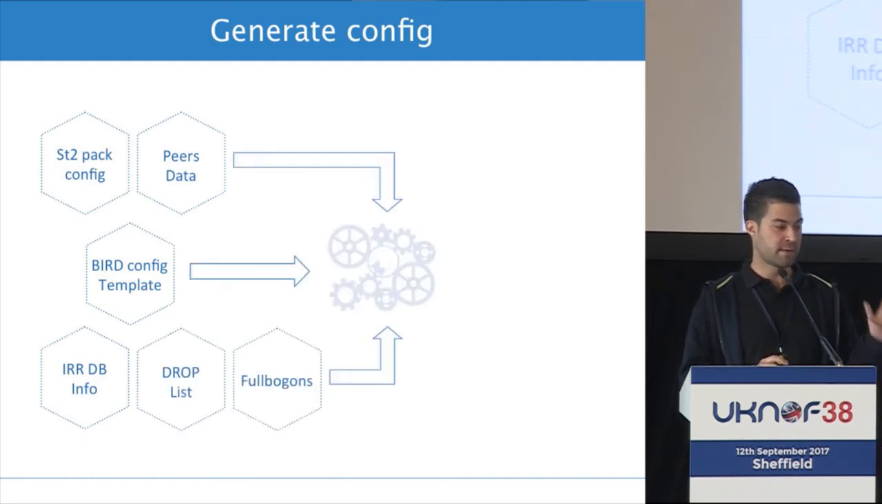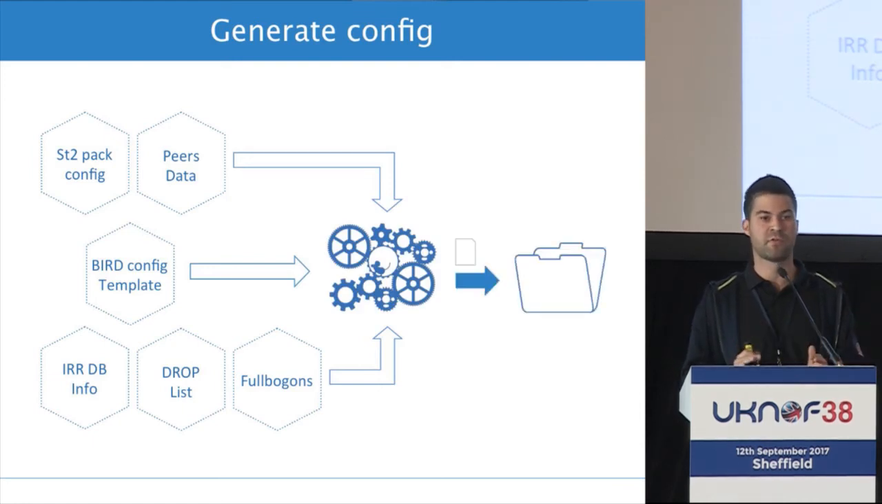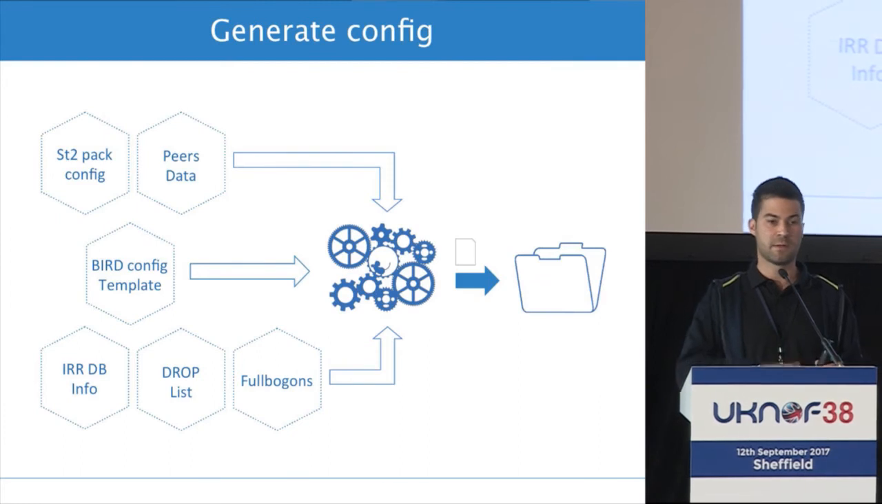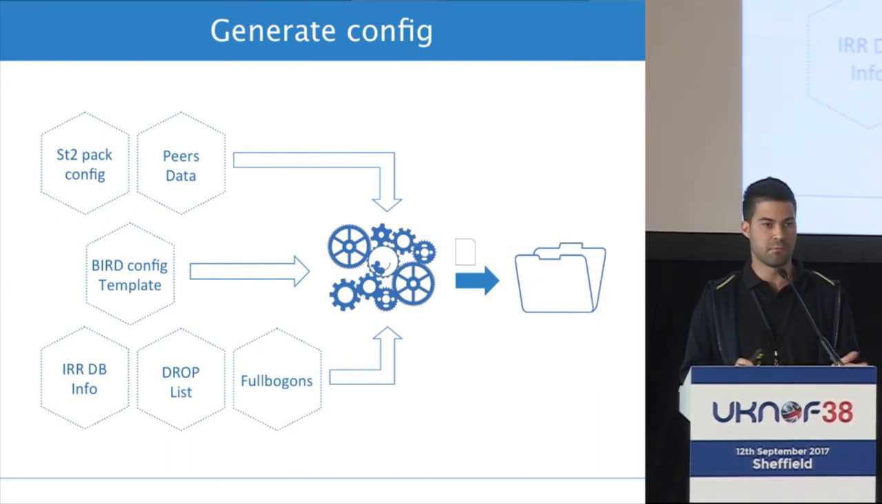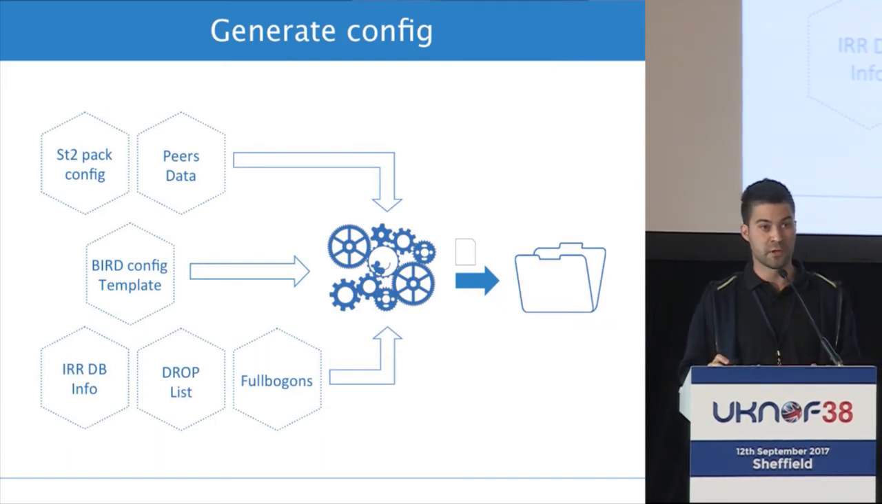This information goes into the generation algorithm that, as an output, gives you a BIRD configuration file. The file gets stored locally in the directory where you prefer. So this action is completely atomic. It starts from an input. As an output, it gives you a BIRD configuration file. You're free to do with it whatever you prefer.